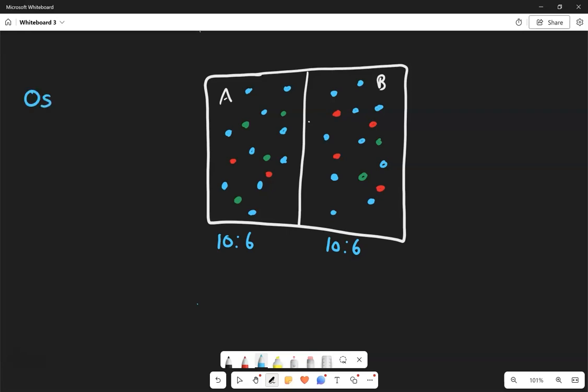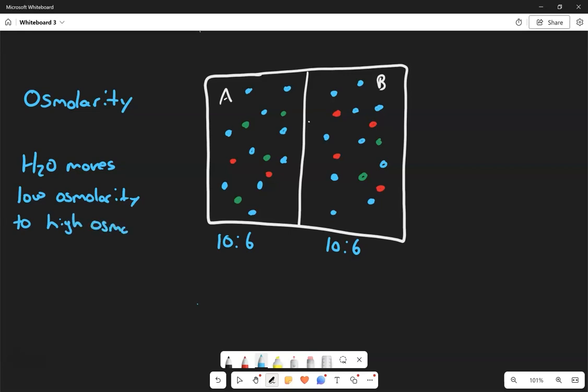That's essentially your osmolarity, right? Is how many osmoles or how many moles of stuff are in the water, right? Doesn't care what it is. It's just how much stuff is in the water, right? So water will move from low osmolarity to high osmolarity, right? Because it moves towards the stuff. So it moves from low osmolarity to high osmolarity.